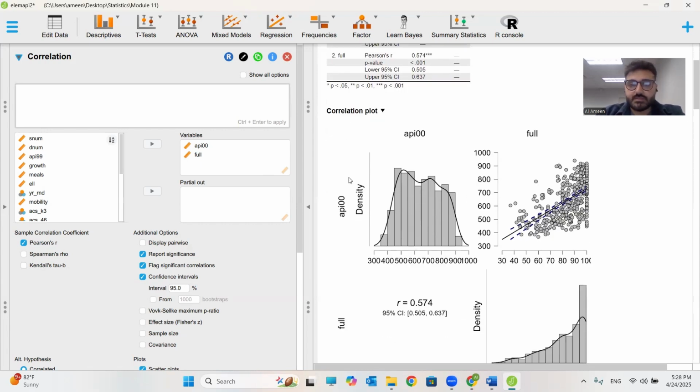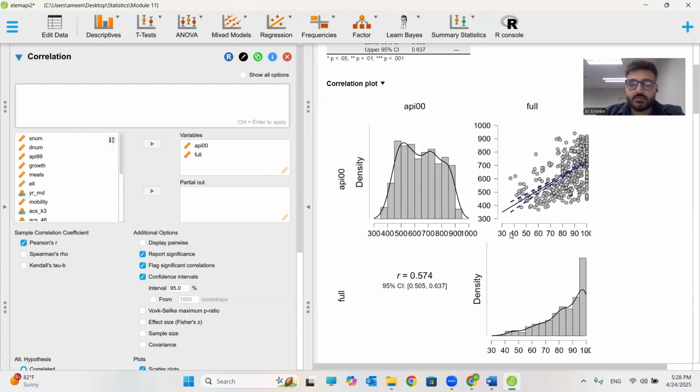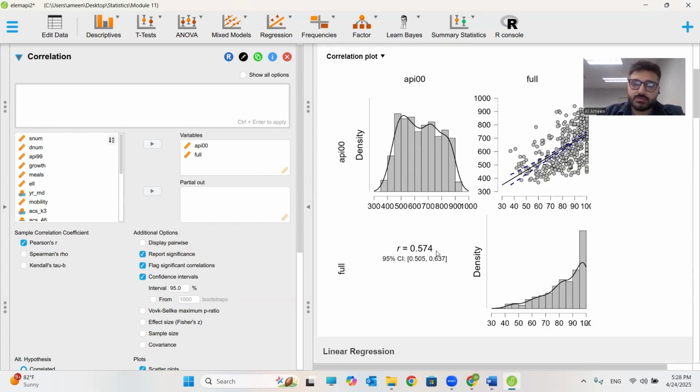We can start by looking at some plots, and then we can see that the higher the percentage of teachers with full credentials means that this school is probably going to have a higher API value. Over here, we can also see that the R value is reported.